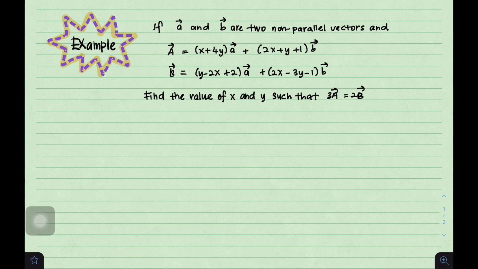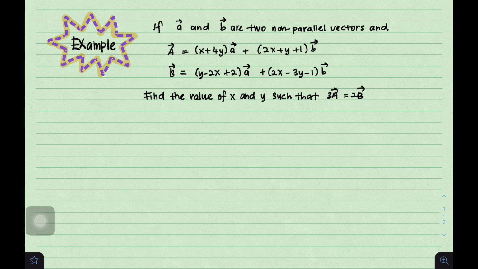Okay, kita tengok example yang pertama. Okay, if A and B are two non-parallel vectors, so A and B ni adalah two non-parallel vectors, and given that vector A can be represented by (x plus 4y)a plus (2x plus y plus 1)b, okay, and vector B is equal to (y minus 2x plus 2)a plus (2x minus 3y minus 1)b. Okay, so find the value of x and y such that 3A equal to 2B. Okay, so sekarang ni kita nak kena cari nilai x dan y supaya 3A sama dengan 2 darab dengan B.